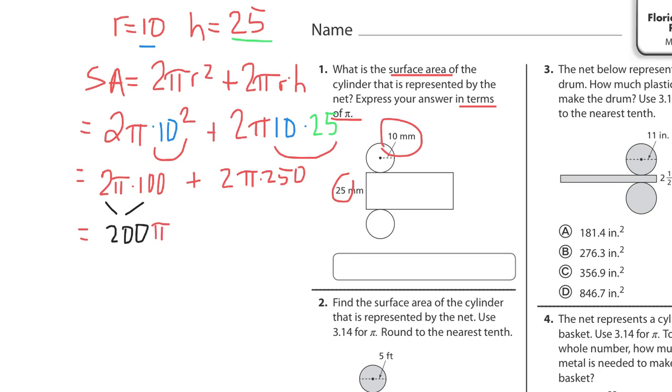pi plus 2 and 250 to make 500 pi. And then we add these together and we get 700 pi is the answer. 700 pi. Okay?